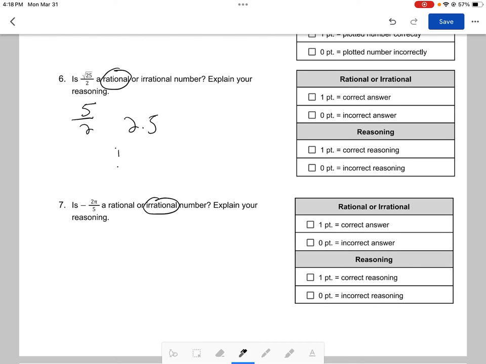So if we give our reasoning, because I almost forgot, this terminates. And this is non-terminating, and non-repeating.